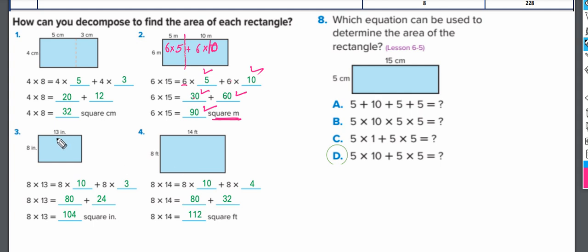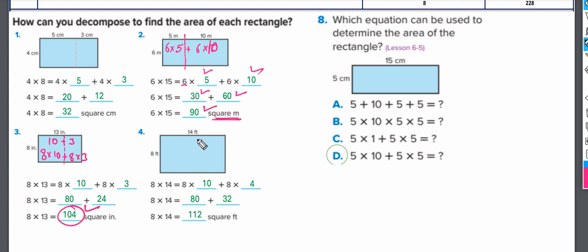Now here you have 13. So how will you decompose 13? Think about it. How can you decompose it? So 10 plus 3. Now you can write 8 times 10 plus 8 times 3. Solve this, you will get your answer.